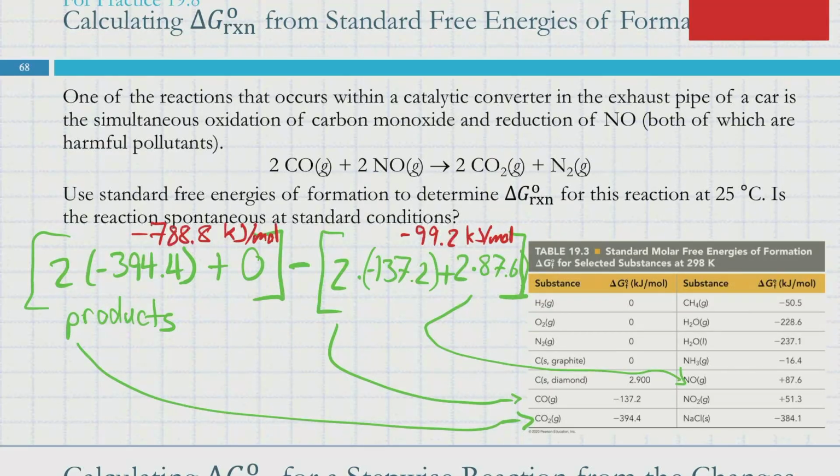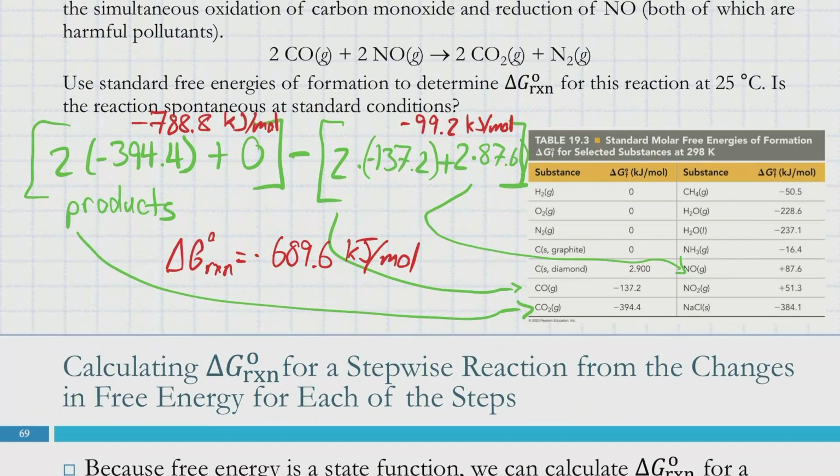So negative 788 minus negative 99.2 are our delta G value is negative 689.6 kilojoules per mole. Is it spontaneous? Very, very spontaneous. Good stuff.